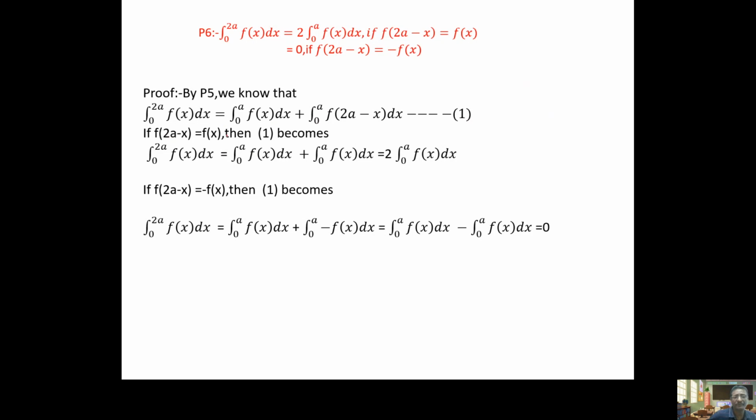If f of 2a minus x is equal to f of x, then what will happen? This becomes f of x. So 0 to a f of x dx plus 0 to a f of x dx is equal to 2 into 0 to a f of x dx. Now, if f of 2a minus x is equal to minus f of x, then what will happen? This will become minus f of x. So 0 to a f of x dx minus 0 to a f of x dx. So what is the answer? 0. Answer is 0.